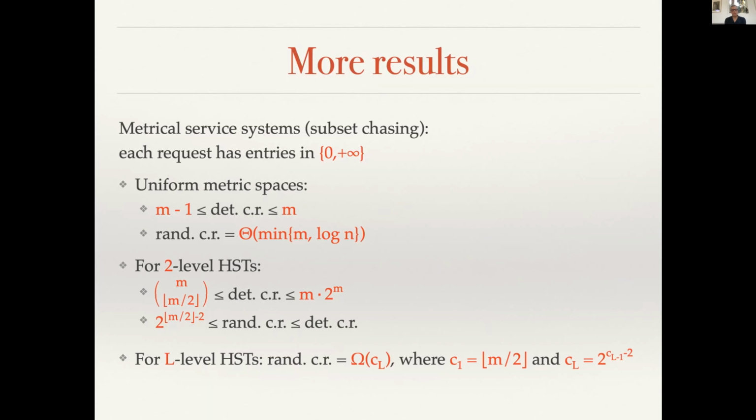For 2-level HSTs, both the deterministic and the randomized competitive ratio are again in the same ballpark of being exponential in m. And the randomized lower bound carries over to a higher number of levels. So it's going to be double exponential for 3 levels, triple exponential for 4 levels, and so forth. And of course, this is meaningful only for m that is very small compared to n.